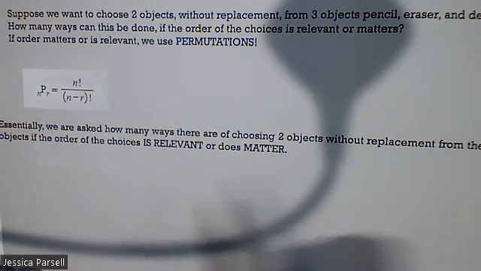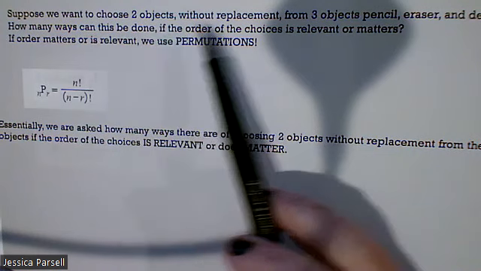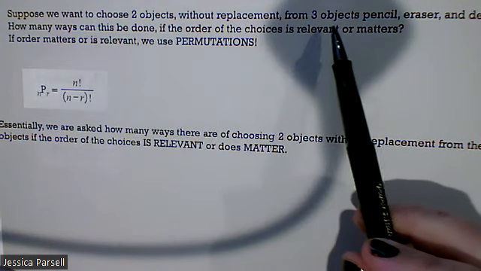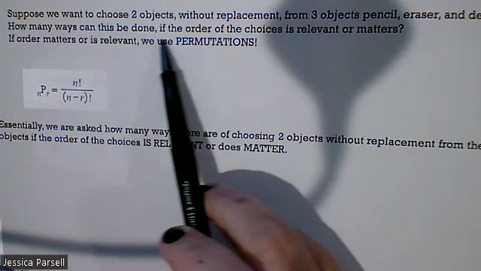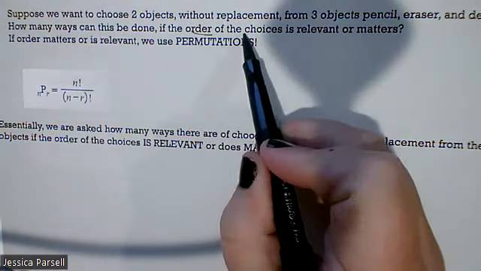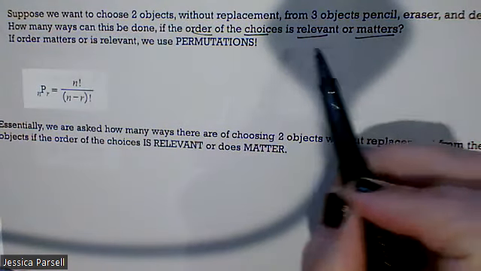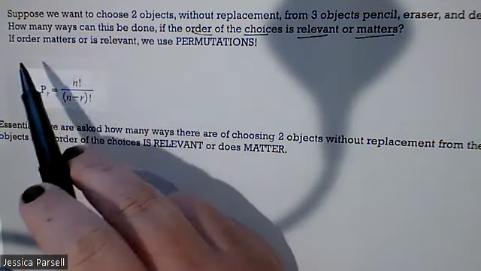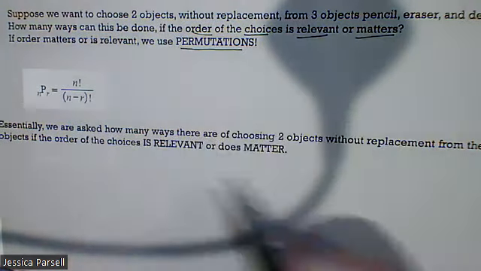Okay, so let's practice a permutation. Suppose we wanted to choose 2 objects without replacement from three objects: pencil, eraser, and desk. How many ways can this be done if the order of the choices is relevant or it matters? Well, we know if order matters or is relevant, we are going to use the permutation formula.